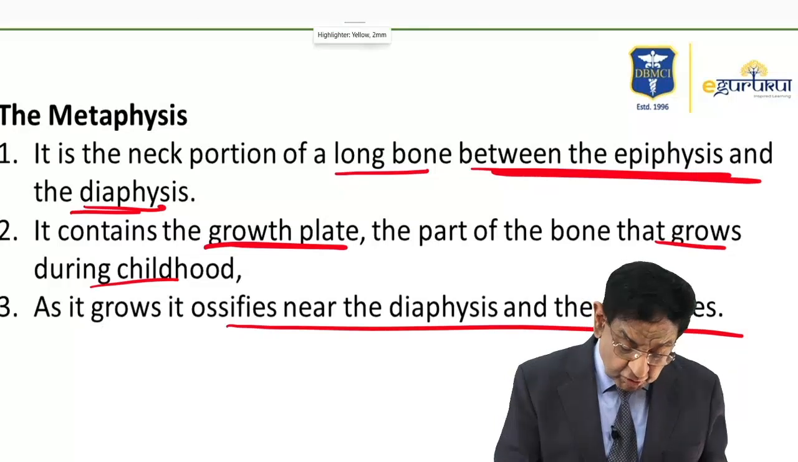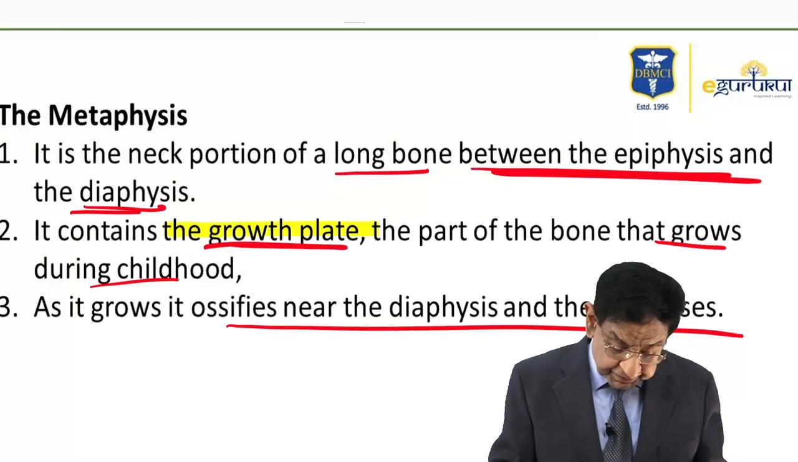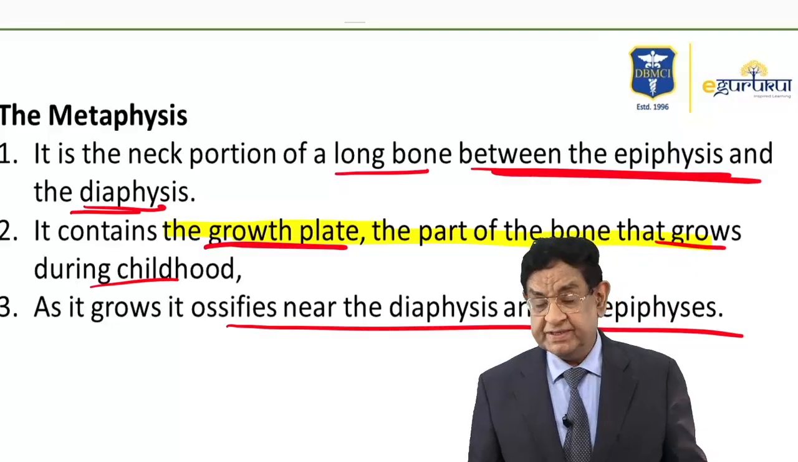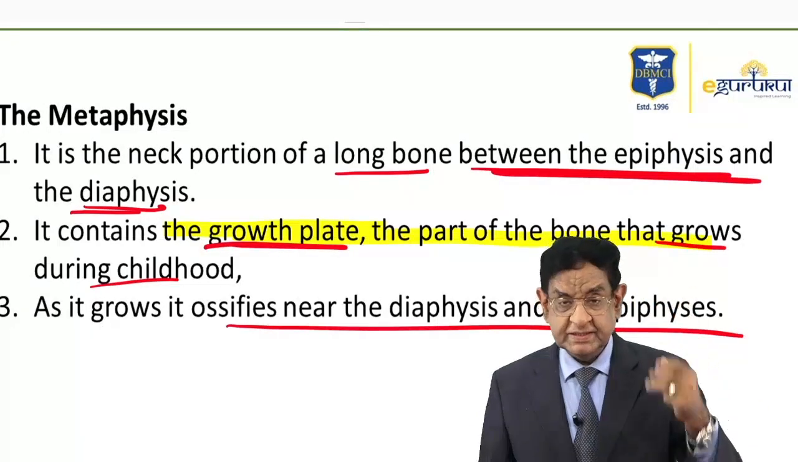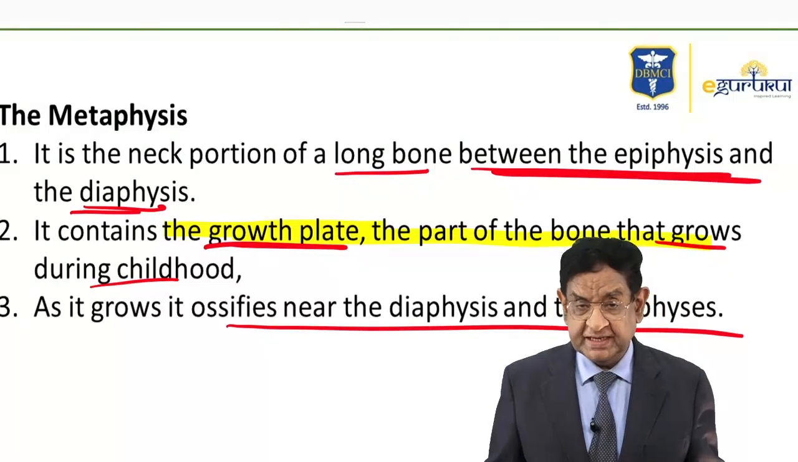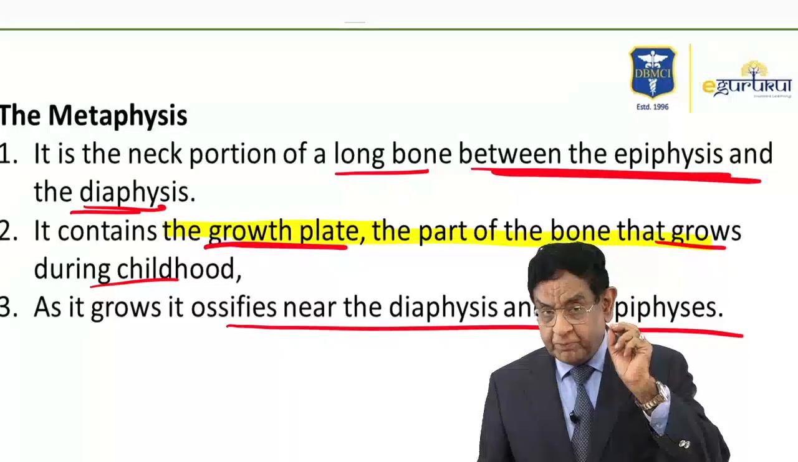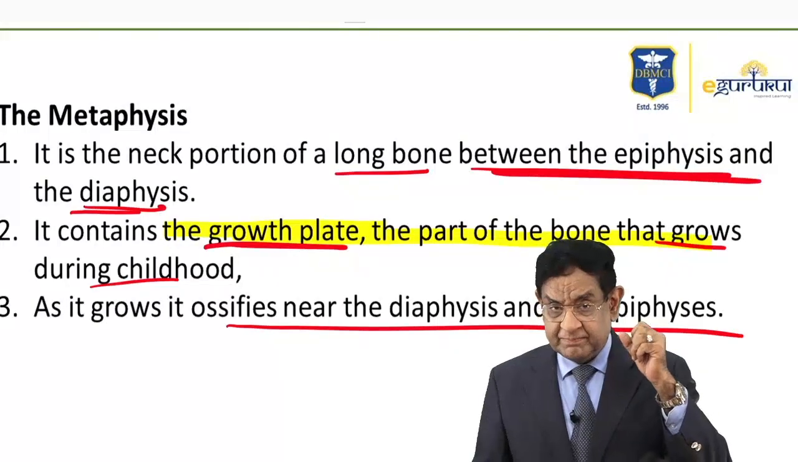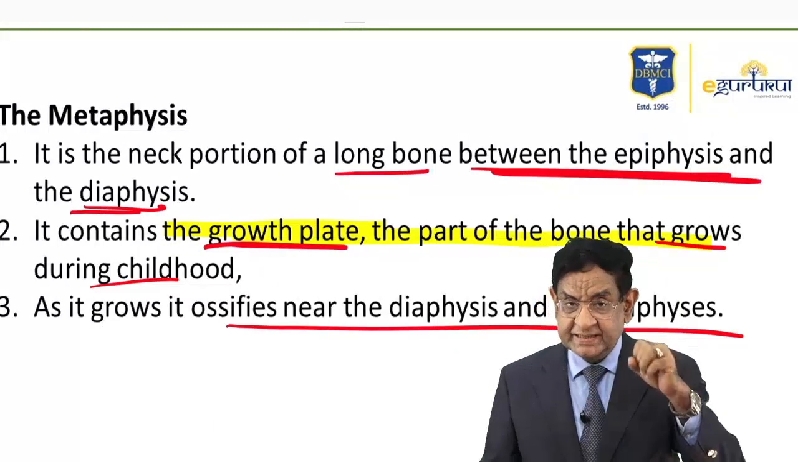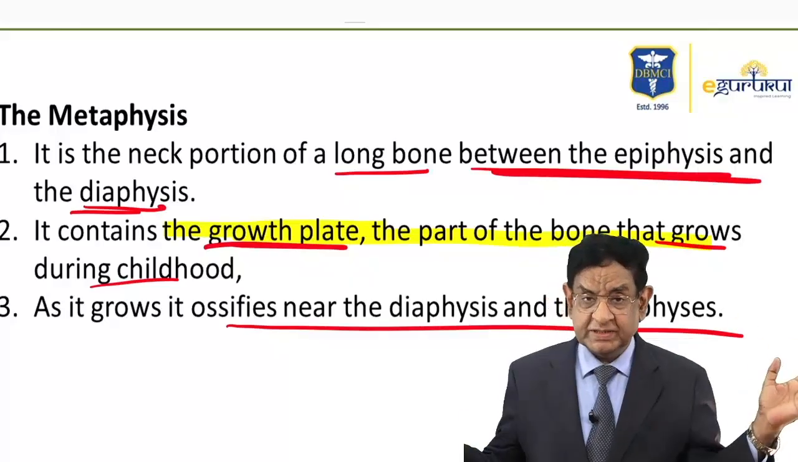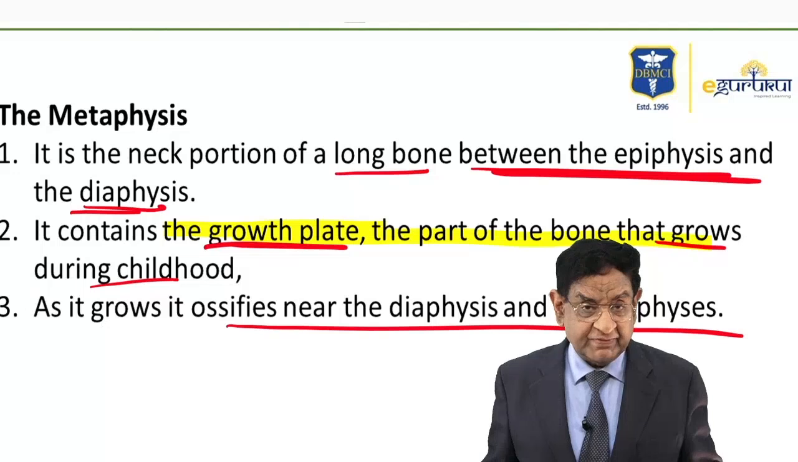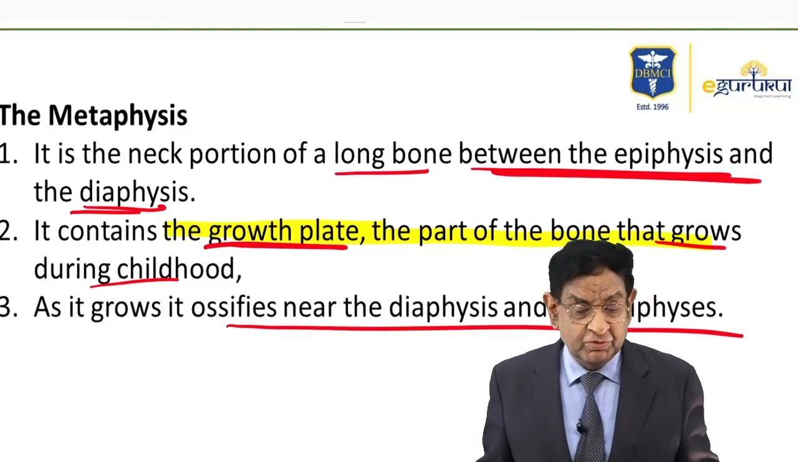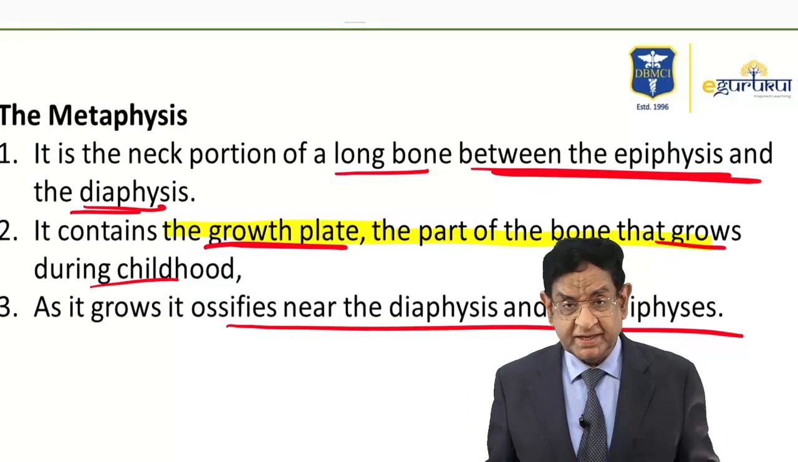So friends, the keyword to remember here is the growth plate, which divides and which gets ossified. This is how the bone is formed. What we learn: three parts, epiphysis, metaphysis and diaphysis. Point number two, the growth plate lies in the metaphysis, and it keeps on dividing and makes new cells, and these new cells get calcified. The new bone gets calcified and ultimately the bone grows. This is normal physiology.